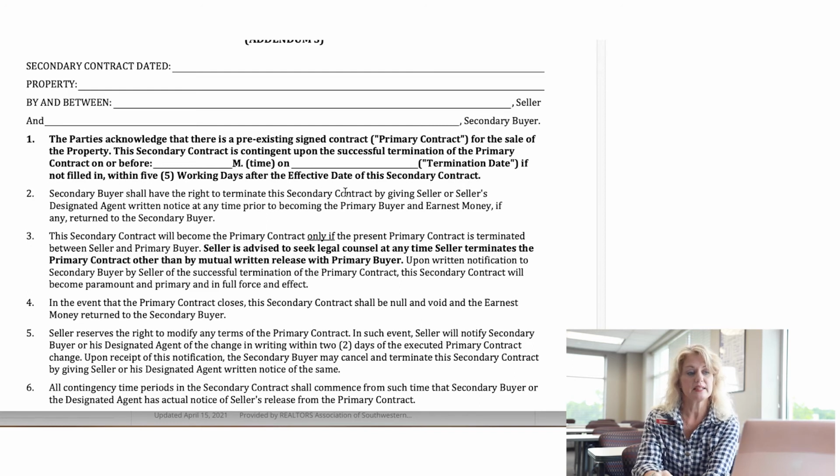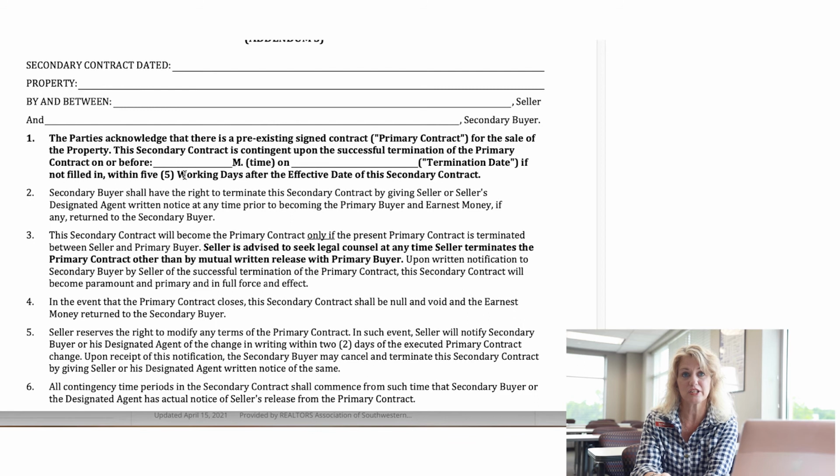Remember, the effective date is the date all parties come into agreement. 5 days isn't very much time, but this would terminate if this is not filled in, or if it's X's or dashes or N/A's. You definitely want to have a conversation with the listing agent to find out, okay, when is the inspection contingency completed and fulfilled for the primary contract, or when is the finance contingency fulfilled? Have that discussion with your buyer. If your buyer is willing to wait that time, you could put this 30 days out and see.